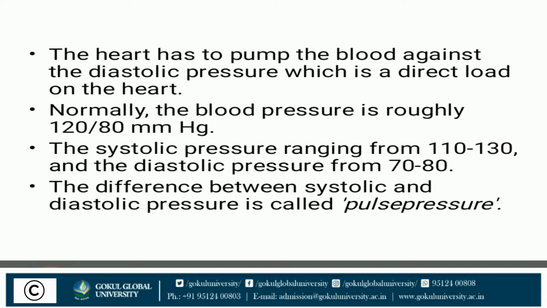Normally the blood pressure is roughly 120 by 80 mmHg. This is the normal blood pressure. A systolic pressure ranging from 110 to 130 should be considered normal, and a diastolic pressure from 70 to 80 mmHg. The difference between systolic and diastolic pressure is called pulse pressure. Pulse pressure can be asked in viva, as we have discussed.